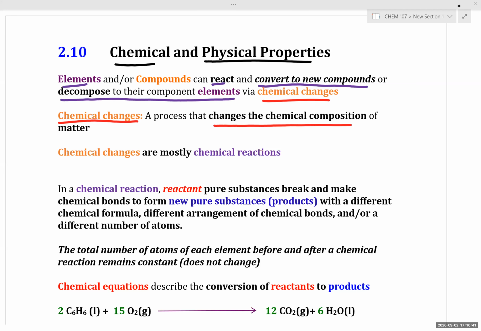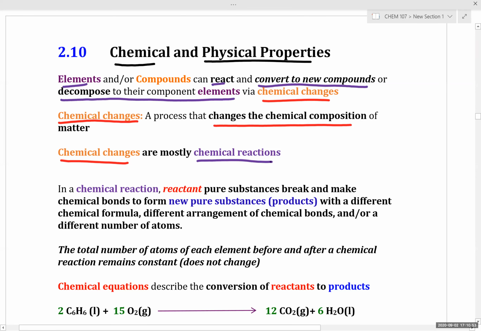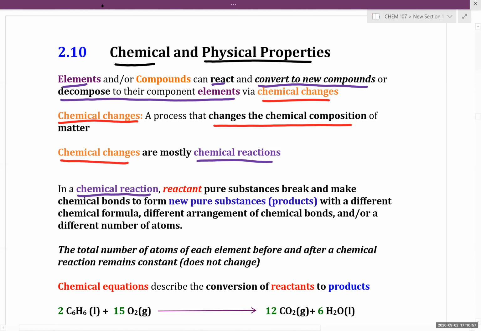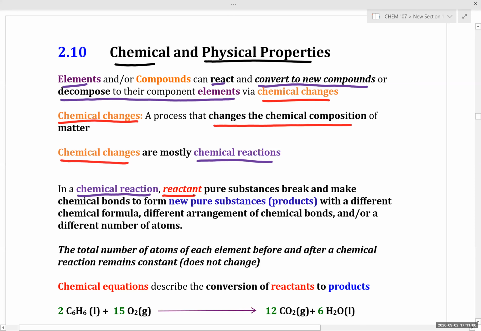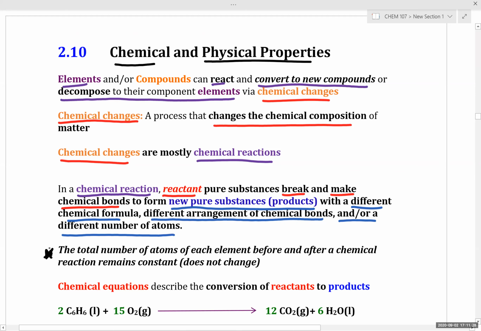So a chemical change is a process that changes the chemical composition of matter, and chemical changes are primarily, overwhelmingly, chemical reactions. So in a chemical reaction, our starting materials, or our reactants, will break and make chemical bonds to form new pure substances that we call products. The products have a different chemical formula, a different arrangement of chemical bonds, and/or a different number of atoms as part of their formula. Now, a critical feature of all chemical reactions is that atoms are conserved and mass is conserved. The total number of atoms of each element before and after a chemical reaction does not change.